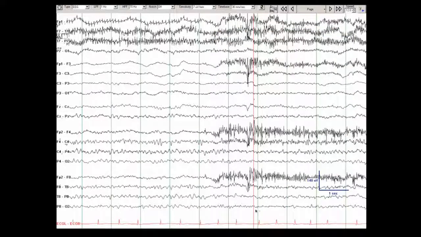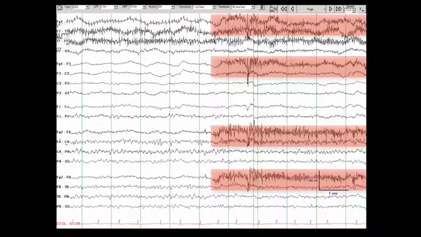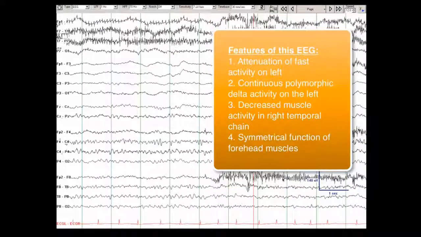If we look in the second half of the page, we do see that there is some muscle artifact in the FP1 and FP2 channels on both sides, and therefore the frontalis muscle is likely functioning fairly well on both sides. Therefore, we can conclude that this patient probably has some temporalis and possibly lower facial muscle weakness on the right side. Putting it all together, you could say that perhaps this patient has a lower motor neuron facial weakness on the right due to cerebral dysfunction on the left.